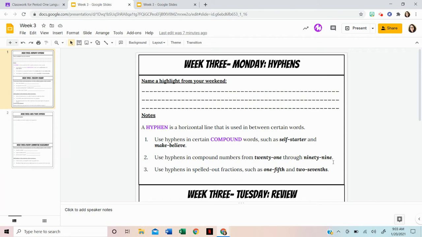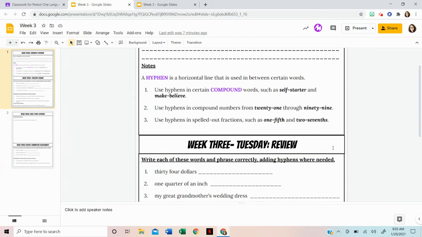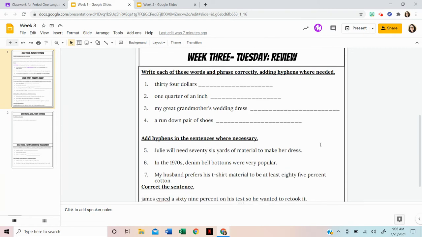All right, so in Notability for today's e-learning, I just want you guys to work on Tuesday's practice. So 1, 2, 3, and 4, you have words or phrases in here that need hyphens added to them. So off to the side here, they want you to write out the word, including the hyphen where it should go. 5, 6, and 7, you've got sentences that are missing the hyphen, so just go ahead and find where it should go within the sentence and put it in accordingly.